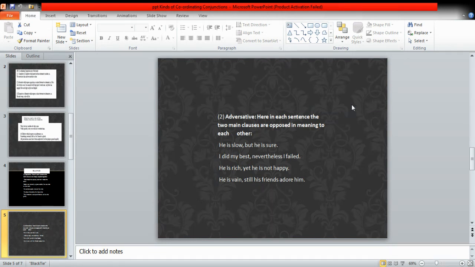It means that in all these sentences, suppose "but" is underlined, or nevertheless, yet, or still. If these are underlined over there, then understand that these are all the conjunctions which are acting as adversative conjunctions because they are joining contrasting ideas in a sentence.